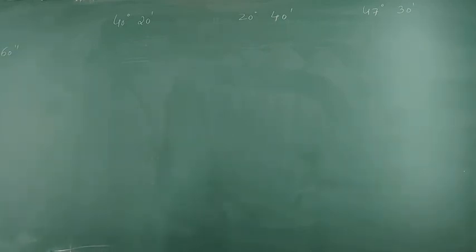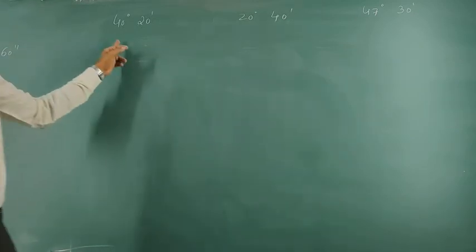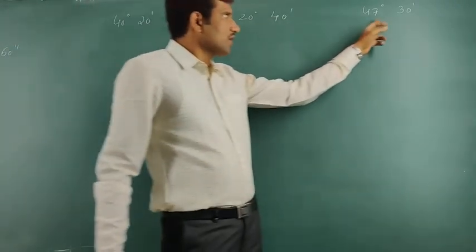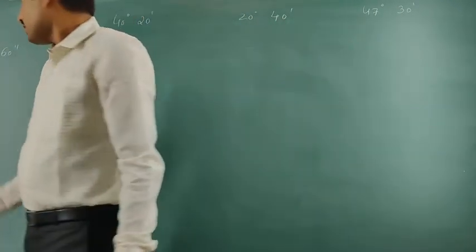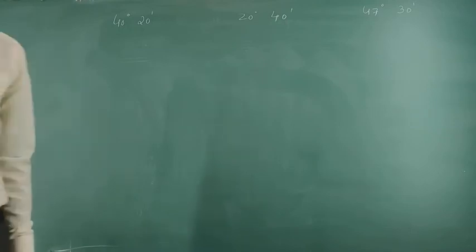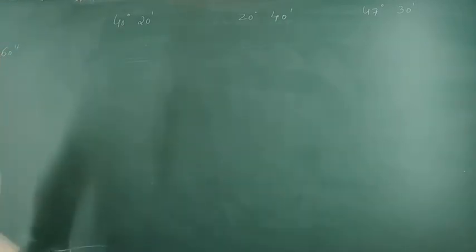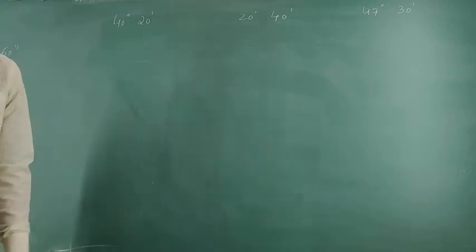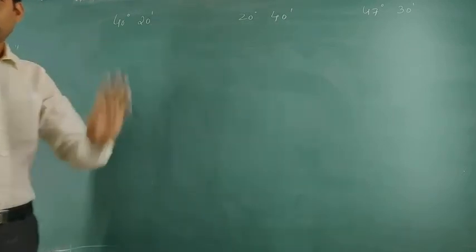See students, next see here how to convert these values in radians. Next is 40 degree 20 minutes, next 20 degree 40 minutes, 47 degree 30 minutes, and we'll see later. See students, how to convert this. First we have to convert that minutes into degrees. If there are seconds, those seconds also we have to convert into degrees.